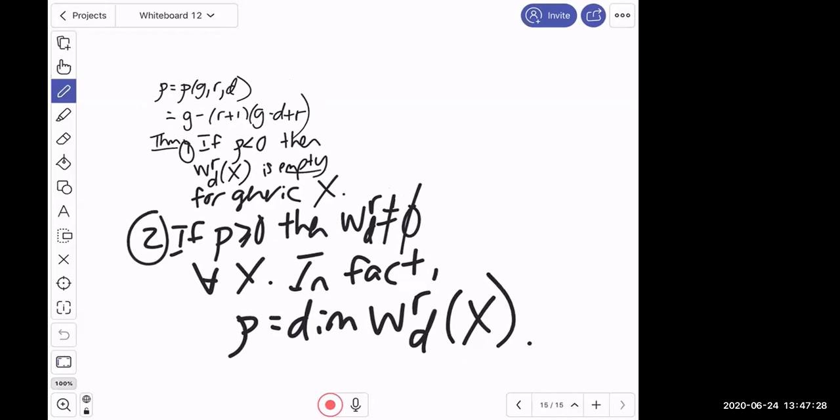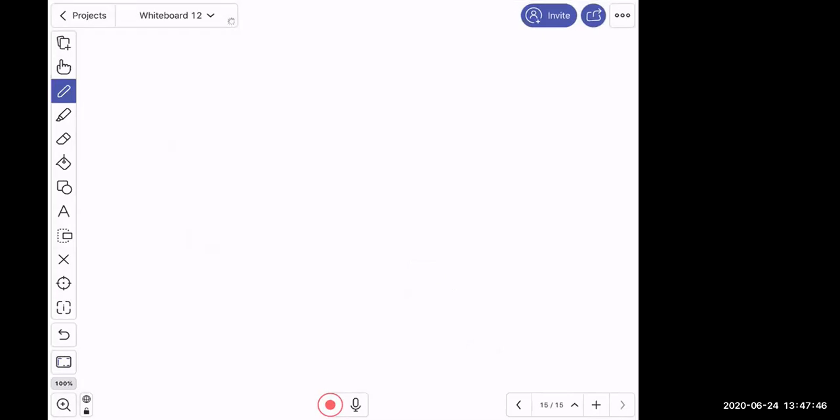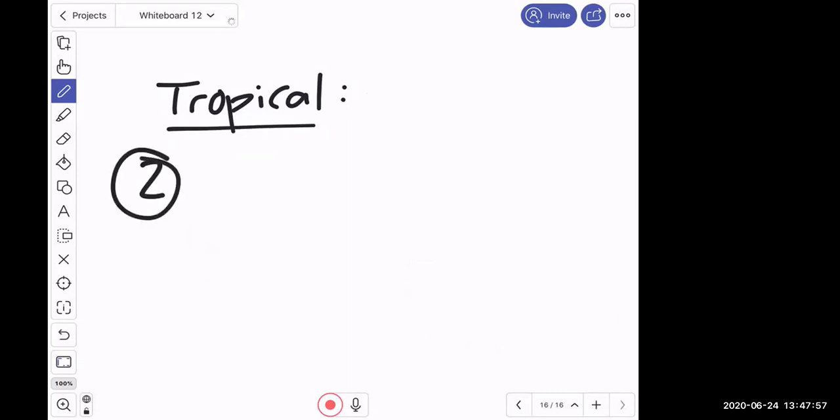And both of these have counterparts in tropical geometry, and I want to explain briefly now what those are. Any questions before I say the tropical version? Okay, good. So here's the tropical version. So first of all, let me start with number 2, which I inexplicably called number 2 rather than number 1, like in my notes.